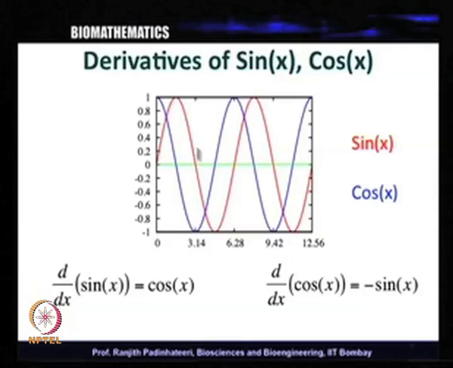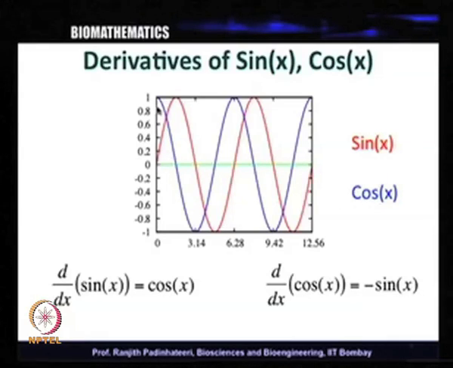this is 3.14, which is pi. So, sin pi, which is 180, is 0, sin 3 pi by 2, which is between pi and 2 pi, is minus 1, and again sin 2 pi is 0, and you can see that the red curve represents sin and the blue curve represents cos of x.